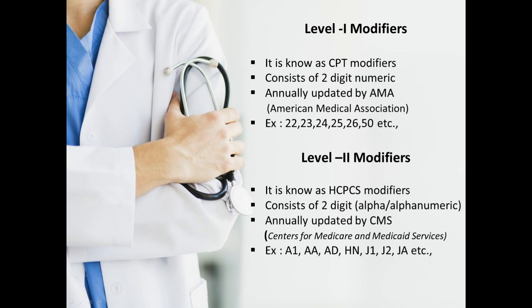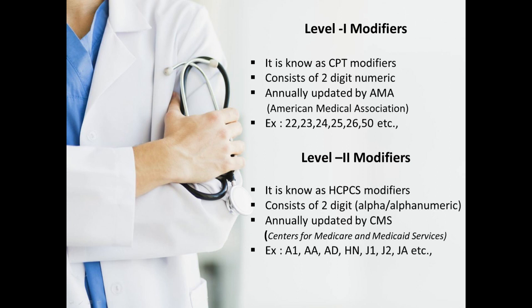Level 1 modifiers, known as CPT modifiers, consist of 2-digit numerics, annually updated by the AMA, American Medical Association. For example, 22, 23, 24, 25, 26, 50, etc.